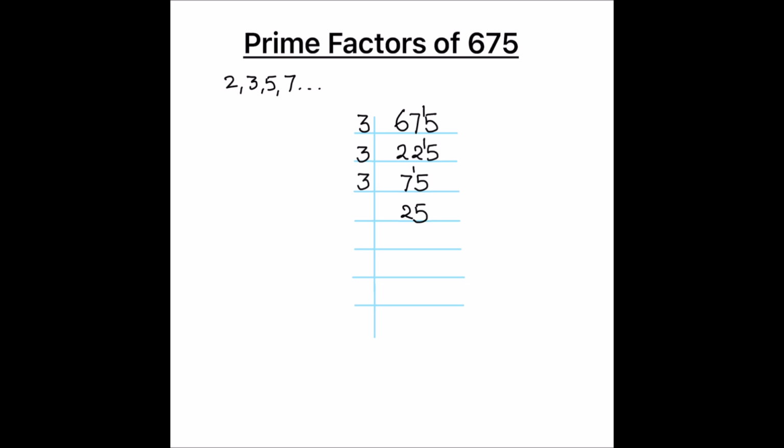Now 25 is not fully divisible by 3, so we are going to use the next prime number which is 5. 5 times 5 is 25. And 5 times 1 is 5. So our number is fully divided.